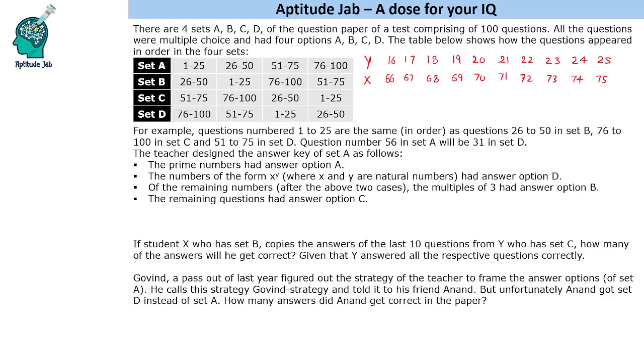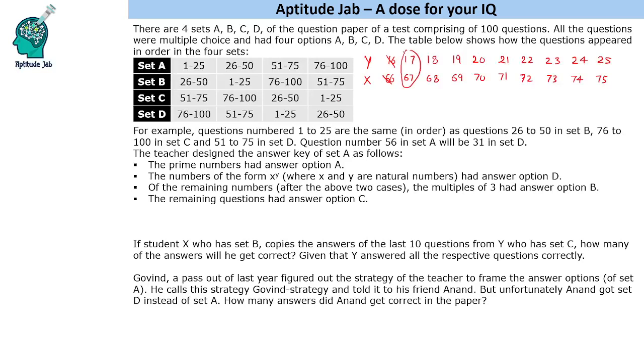So basically we have to map the last 10 questions of these two sets and see how many of these match with each other. Let's see how many of these match. So 16 and 66, this is a multiple of 3, this is a square number, they will not match. These are all prime numbers, so these will match.